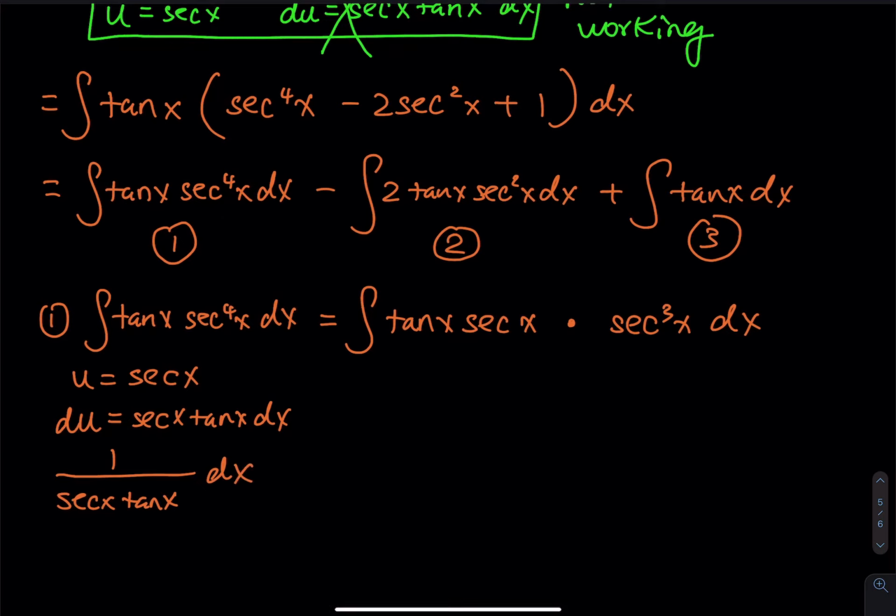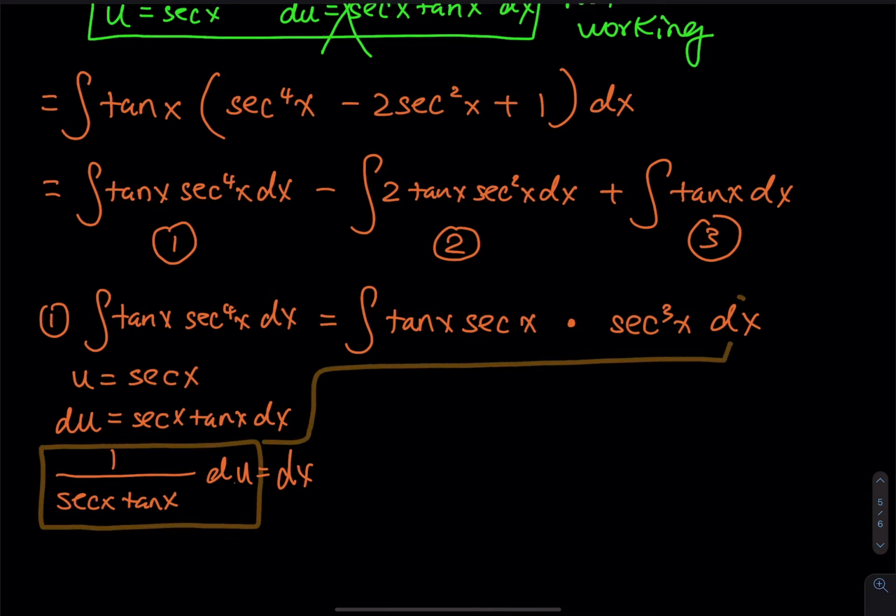We are going to put this piece, the entire piece, as du. This is a du equals to dx, and then we will put the entire piece right over here. So now, tangent x, and then the secant becomes u to the third power, and then 1 over secant x tangent x du.